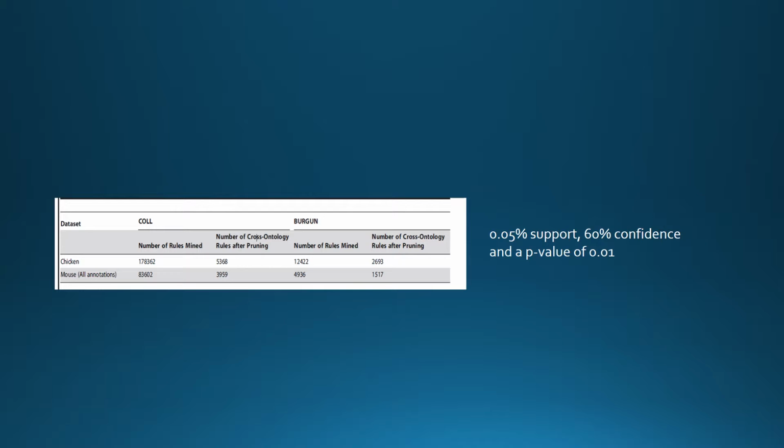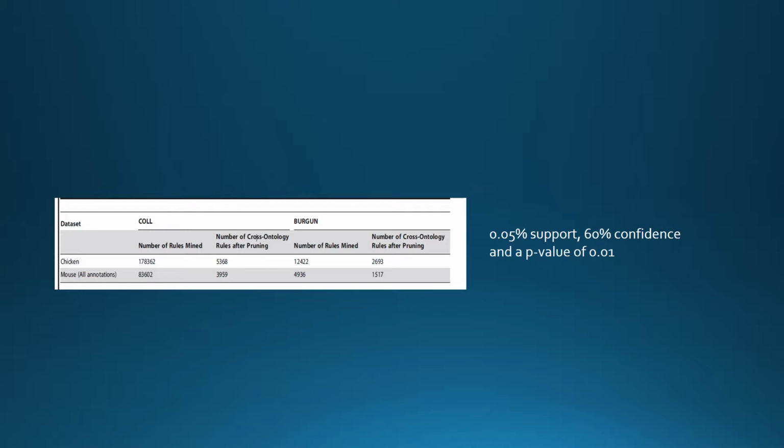This is a chicken mouse dataset that has been used with the support of 0.05% and 60% confidence, and the p-value is also given, 0.01. The p-value can be compared finally to the significance value, which is 0.05.